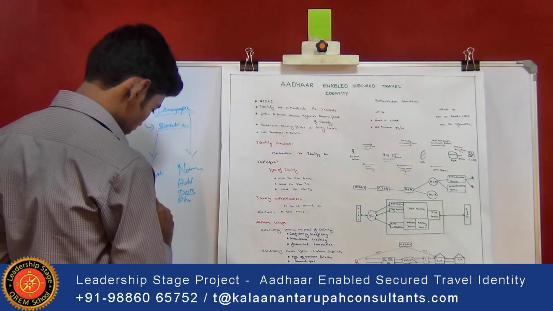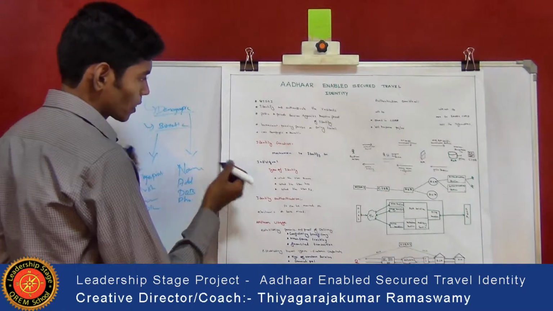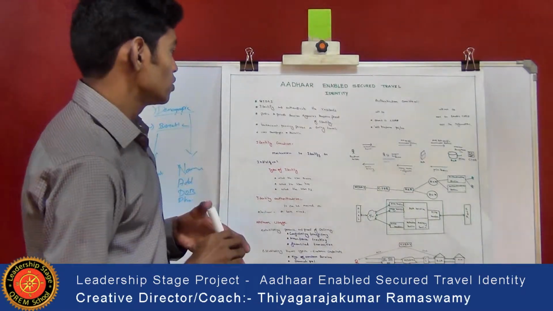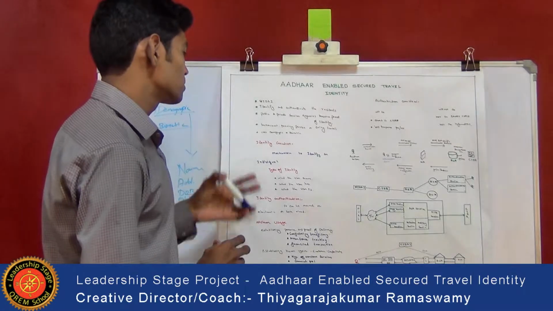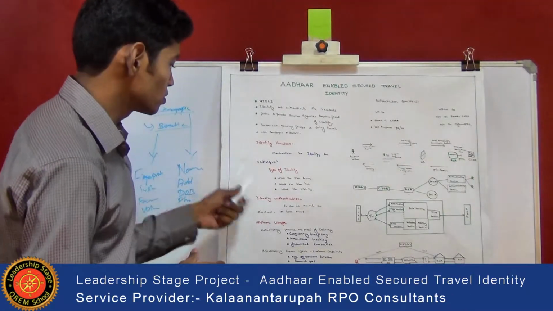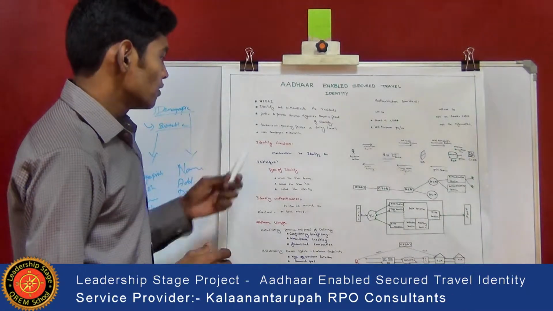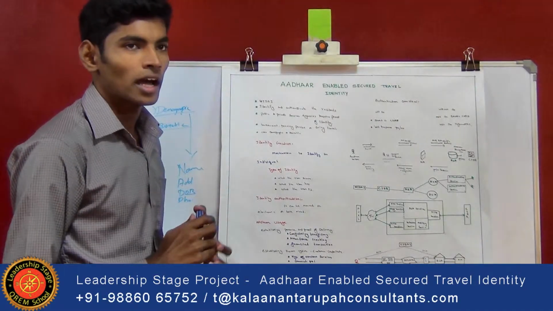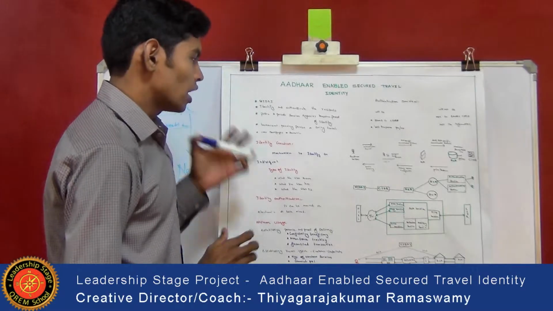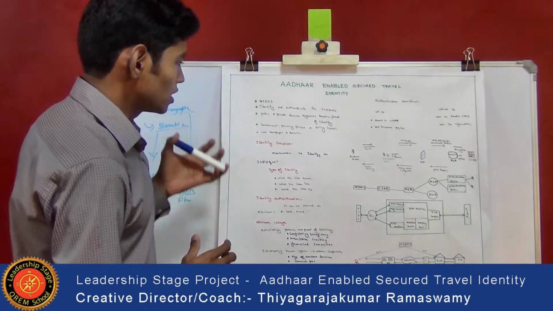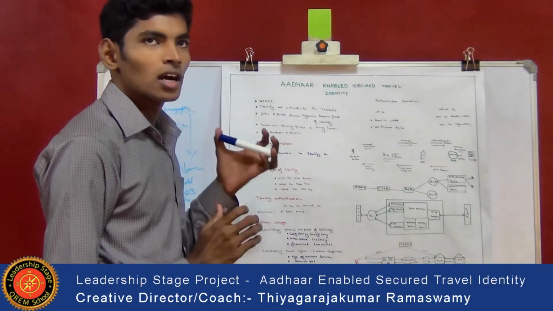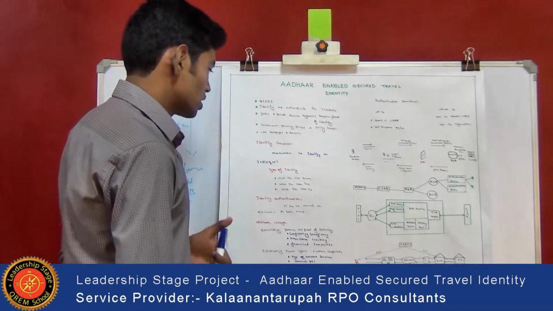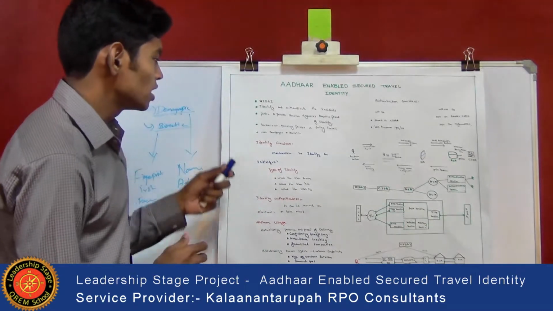face recognition and voice. In this project, we use two steps. First one is identity creation and next one is identity authentication. First, identity creation. Identity creation means a mechanism used to identify an individual person. That may be manual or it may be an electronic device. There are three types of identity in the Aadhaar project.